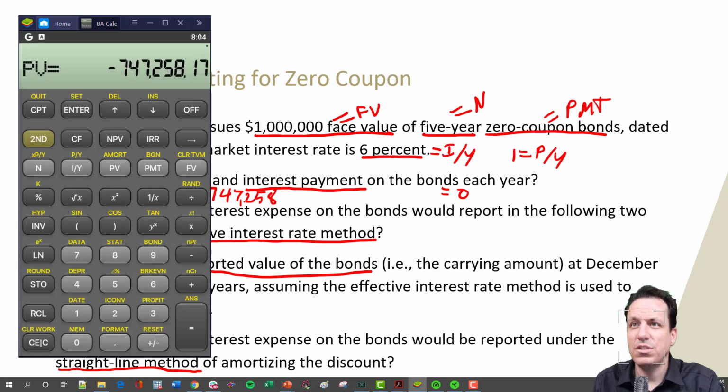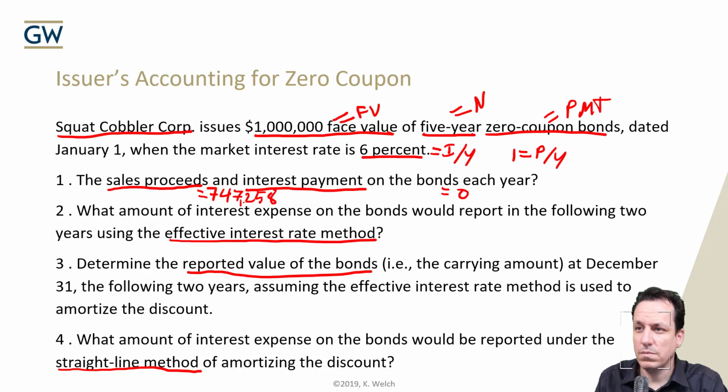$747,258. I always just double check to make sure I got the numbers right. All right, $747,258. That's the sales proceeds. All right, what amount of interest expense on the bonds will be reported in the following 2 years using the effective interest rate method? Well, let's go to that.